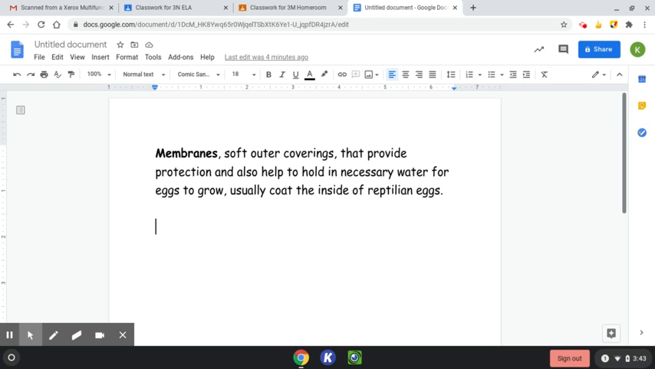So if I didn't know the word in bold, it's membranes. So membranes, soft outer coverings that provide protection and also help to hold in necessary water for eggs to grow, usually coat the inside of reptilian eggs.